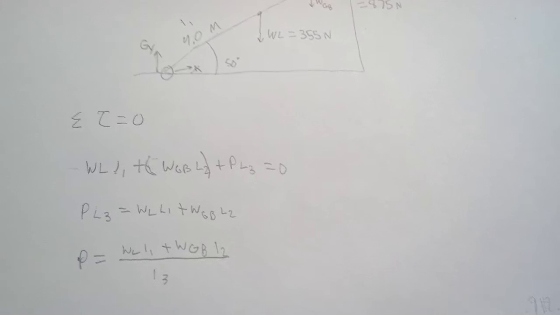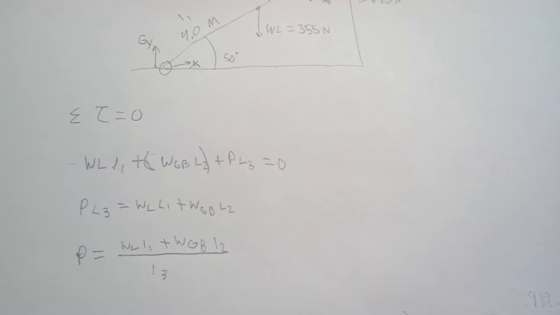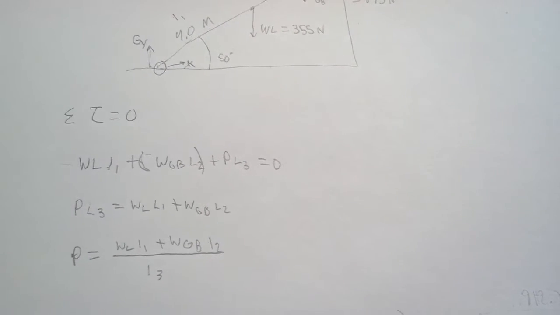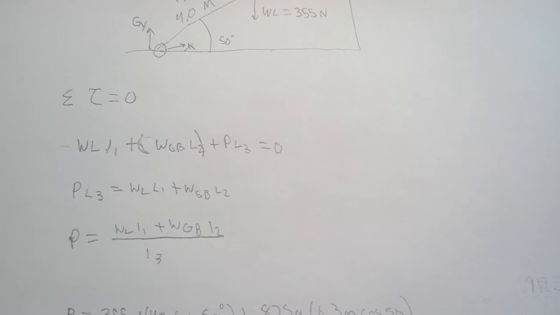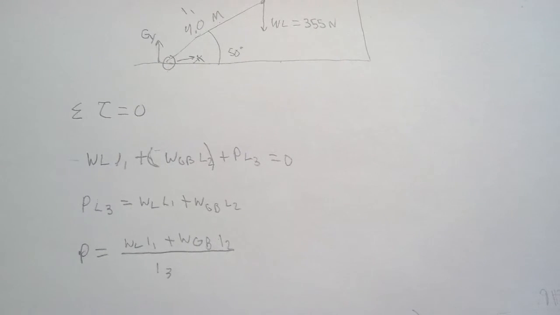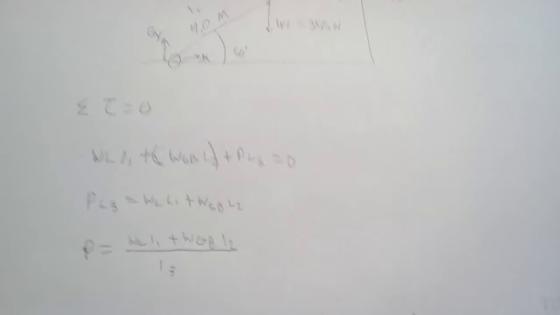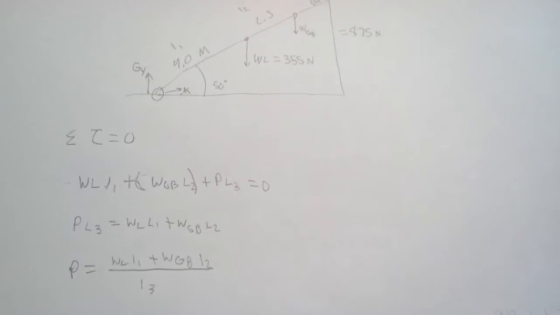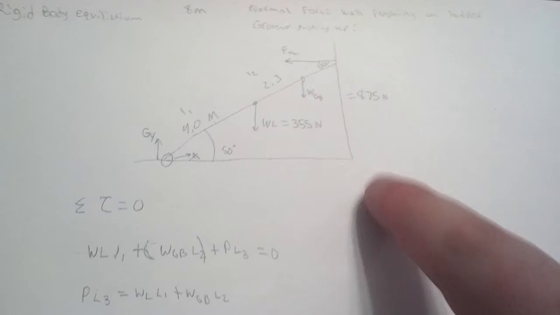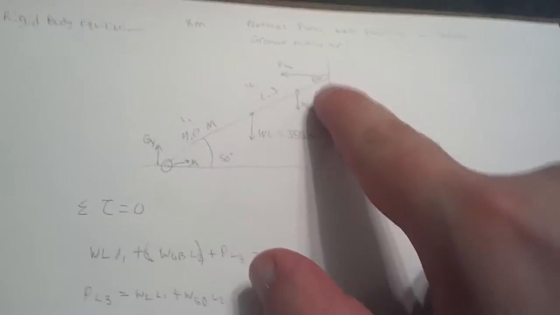Alright, so we set it equal to P times L3, and that gives you the weight of the ladder times length 1 plus the weight of the Ghostbuster times length 2, and then you divide both sides by L3, so you get P equals the weight of the ladder times length 1 plus the weight of the Ghostbuster times length 2, divided by length 3. Alright, we also have to include our angles in here. I don't know if I mentioned this earlier, but that's a 50-degree angle, and that's also a 50-degree angle.